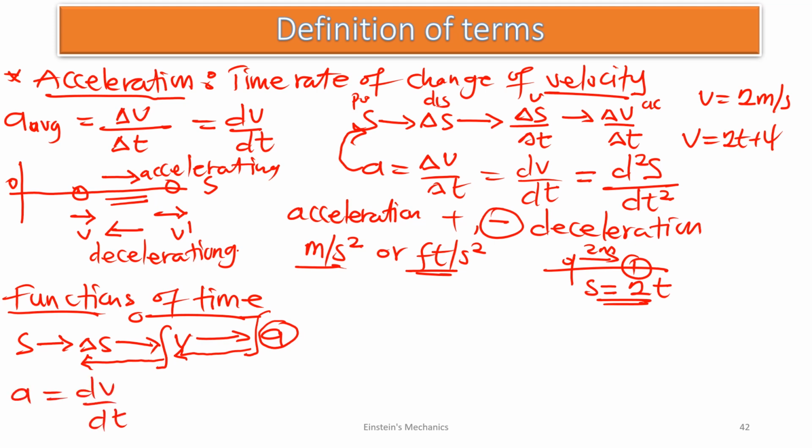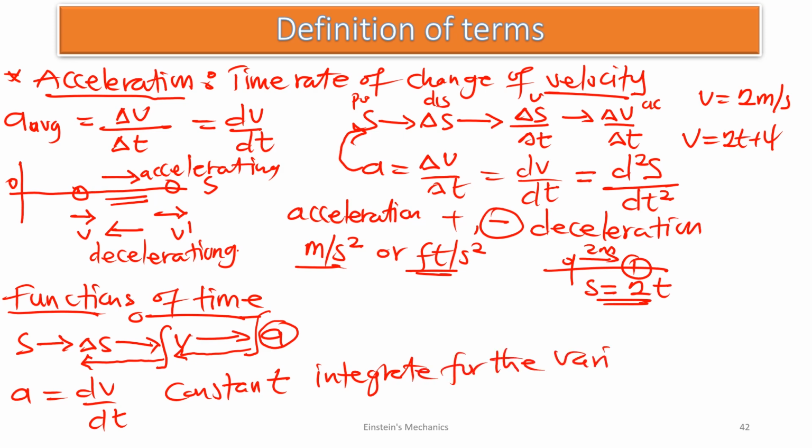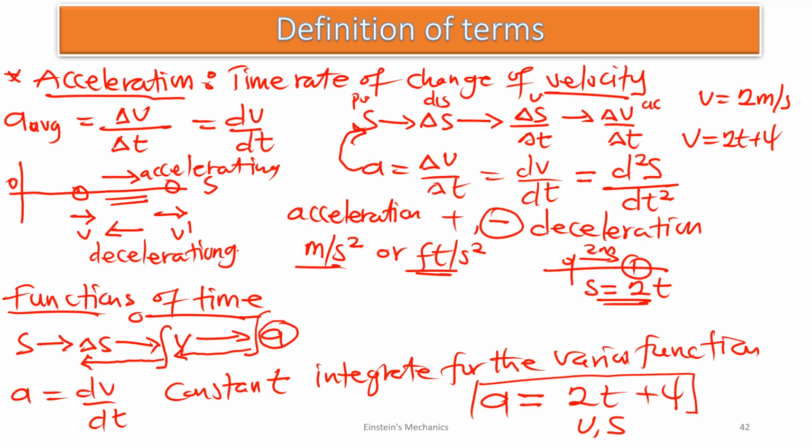So here we can say that from our a, which is dv on dt, which is also a constant, we can integrate for the various functions. What I mean is a situation where I'm giving my acceleration as, say, 2t plus 4. I can use integration to derive my velocity, and to derive my displacement from the acceleration function. And we are going to work with that a lot. So let's see how we will do that.